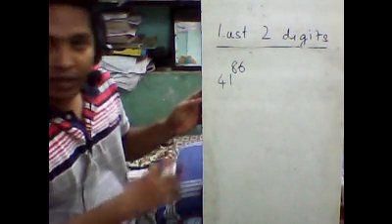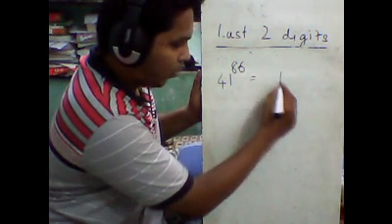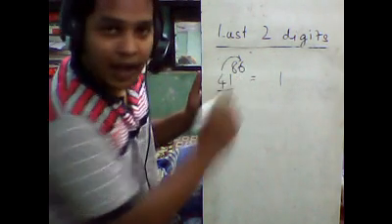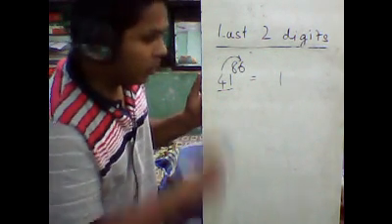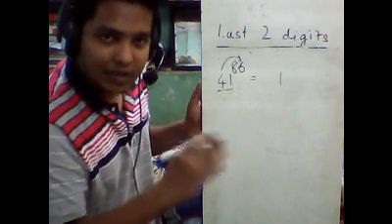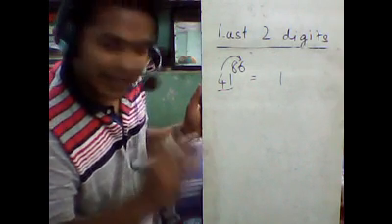How to find the last two digits of 41 to the power of 86? Put the last digit as 1 and multiply the second last digit of the number below with the last digit of the exponent.